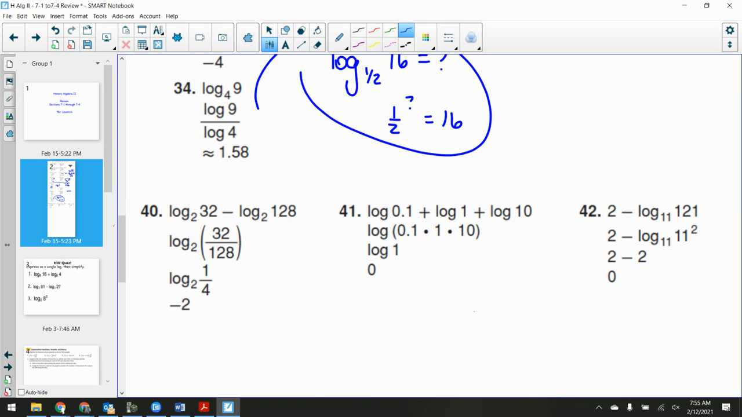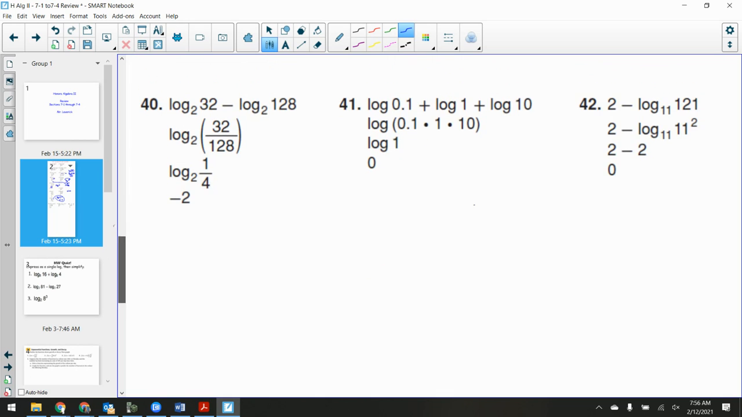Anything else you'd like to talk through or go over? Yes. 42. All right. So a lot of people, it's tempting to try to divide them, right? Isn't it really tempting because you see subtraction and you want to do division? But the problem is this log base 11? No, it's just a 2.